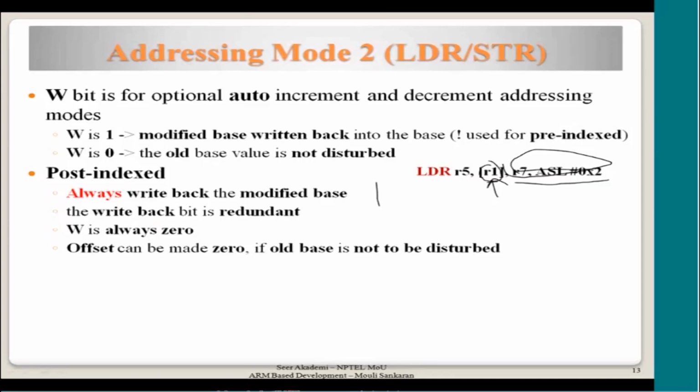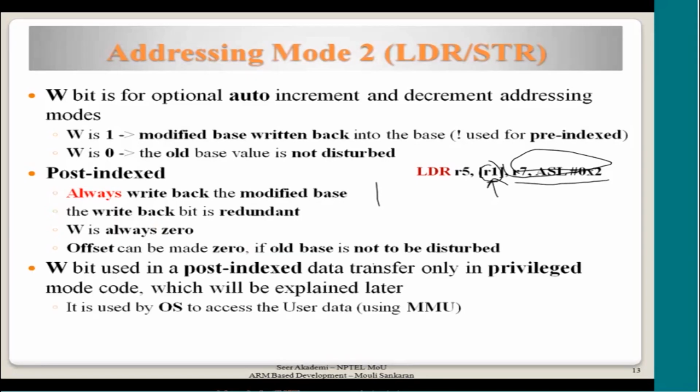Now you may wonder why the ARM designers decided to do this. They want to use this W bit for some other purpose in the post-index data format in a privileged mode. I will give you a slight explanation here, and later we will talk about it when we are talking about the MMU. See, the processor is here, the CPU. CPU means the whole chip, and inside that our ARM7 is sitting. It is accessing memory using an MMU. It could be inside also, in an SoC. MMU is what? Memory management unit.